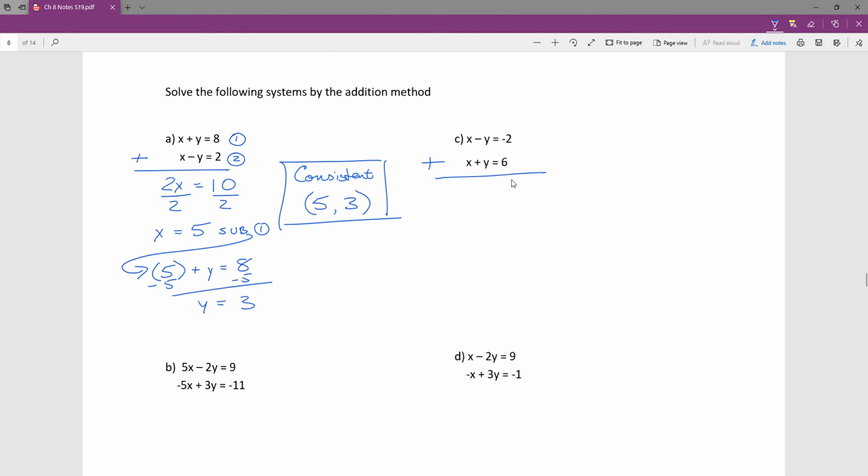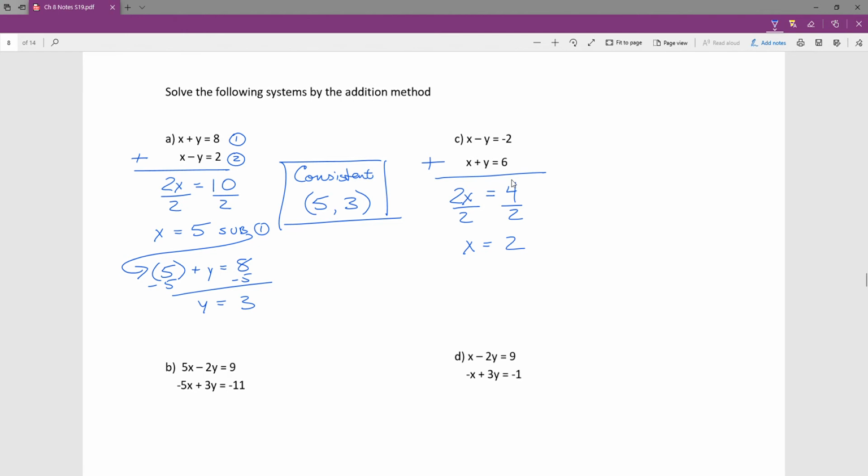So I'd have x and x, so 2x. And in this case, I have negative y and a positive y. Those wipe each other out, so I can just ignore them. It was 0y. And the numbers at the end here would give me a 4, so negative 2 plus 6 is 4. I can then solve for x, so that I get x equaling 2.